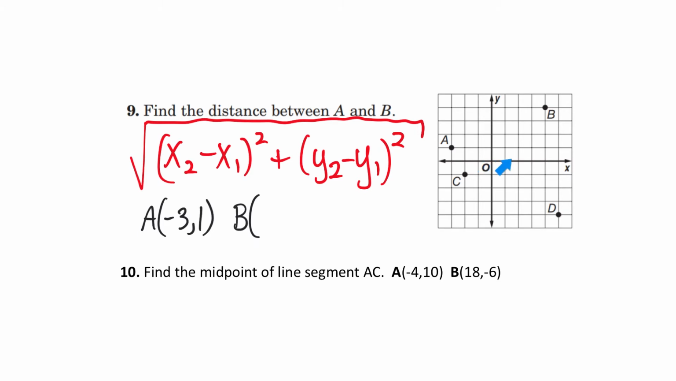Okay, where is B? 4 and 4. Yep, it's 1, 2, 3, 4, and 1, 2, 3, 4. So B is at 4, 4.